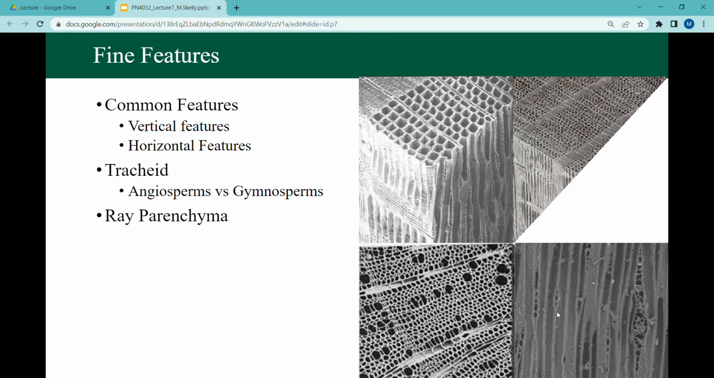Now we're looking a little bit more at the fine features here. Common features between angiosperms and gymnosperms would be the vertical features and horizontal features within them. So what common features have we got? We've got tracheids, we get them in both angiosperms and gymnosperms. We get medullary rays in both, although they're more prominent within angiosperms. We also get our vessels, we also get our fibers. So there's a lot of common features within them. But looking at these 4 images here, we've got 3 cross-section images of angiosperms and gymnosperms, and then we've got a longitudinal section.